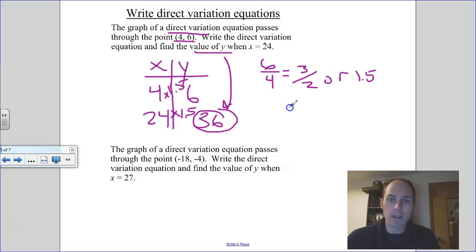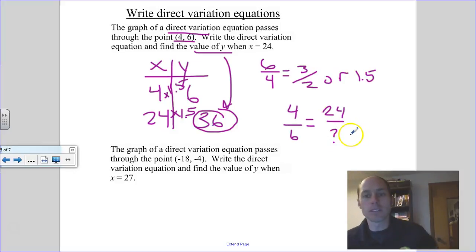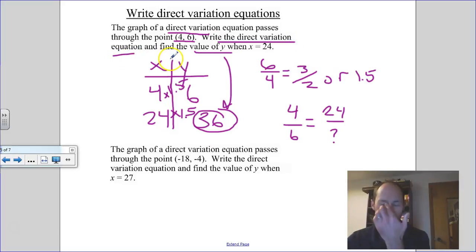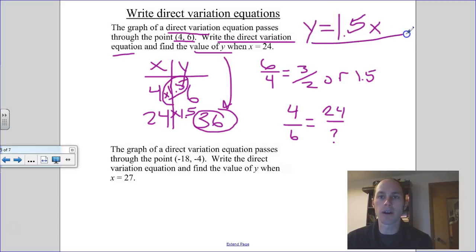Another way I could do that: I know that 4 is to 6 the same way that 24 is to y. Notice we have a proportion. Direct variation equations are proportional. But before we do the next example, we want to write the direct variation equation. So y equals, well, what constant of variation are we multiplying by? 1.5 times our x values to get y.